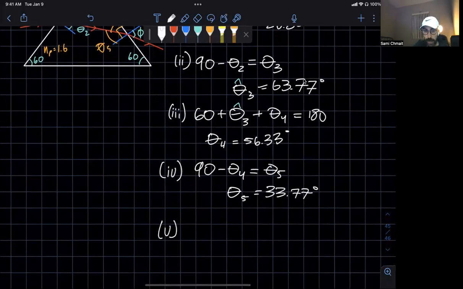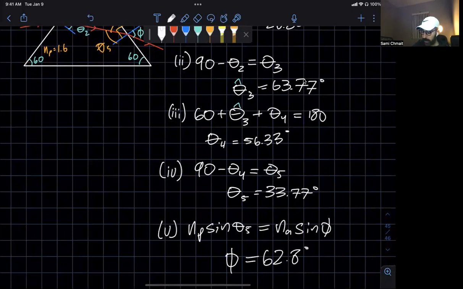We'll call this part 5. And n prism sine theta 5, we just solved for that, is equal to the index of refraction in air, sine our angle of interest. Solve for the angle of interest in the same way we did in part 1, and that's 62.8 degrees.